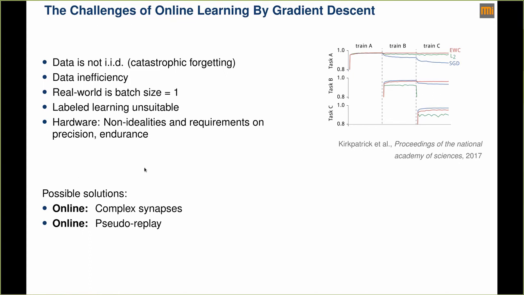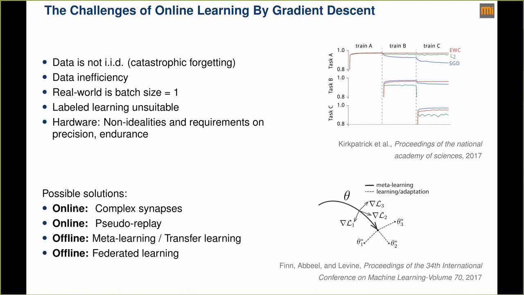None of them have been fully developed yet, although we're working on one of them, as I'll tell you, which is we can have neurons that have more complex synapses, with multiple states, as well as a replay mechanism that makes the data more IID. All of these methods are band-aids at best, by the way.